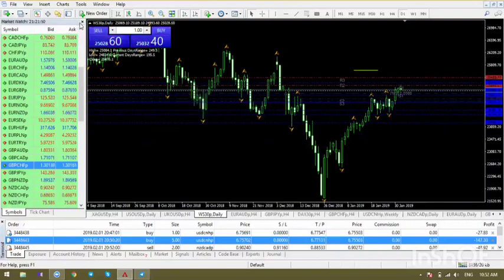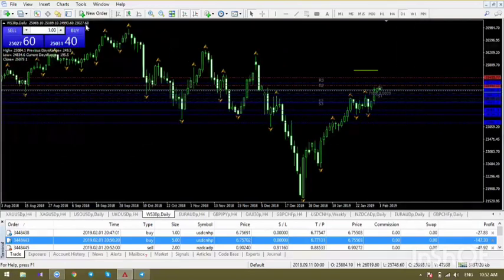Does it matter if it's white or black? Yes, it does matter. These are the factors that give you reliability. It's the same as the swing high candlestick.